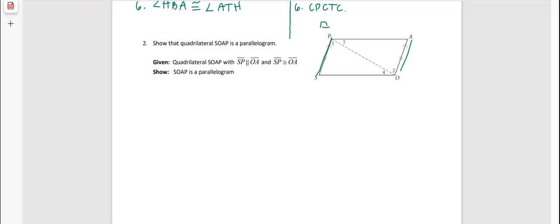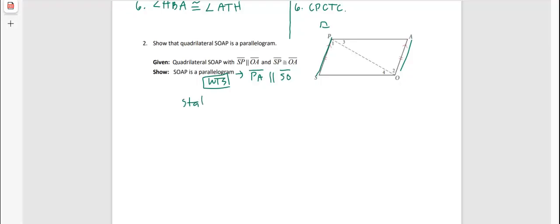What does it mean to show something as a parallelogram? What is the definition of a parallelogram? Well, it's a quadrilateral with two sets of parallel sides. So what are we ultimately trying to show here? We need to show that segment PA is parallel to segment SO. That is what we are trying to show. So that's our want to show. That is the step before we can say something is a parallelogram. We want to show it's a parallelogram, but I sometimes think about the step right before that.